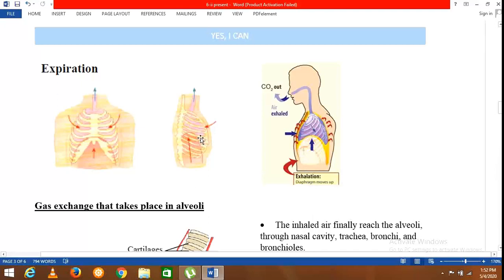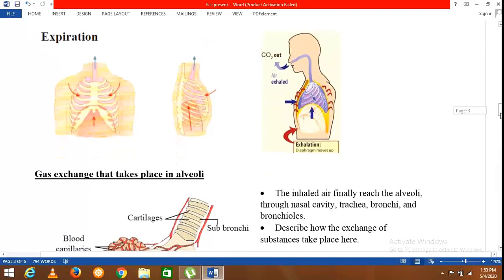If I repeat, intercostal muscles relax, taking the ribs and the sternum to their original position. Diaphragm relaxes and it becomes more curved. As a result, volume of the thoracic cavity decreases. Therefore, air is pushed outwards through the nasal cavity. So this is the external gaseous exchange.